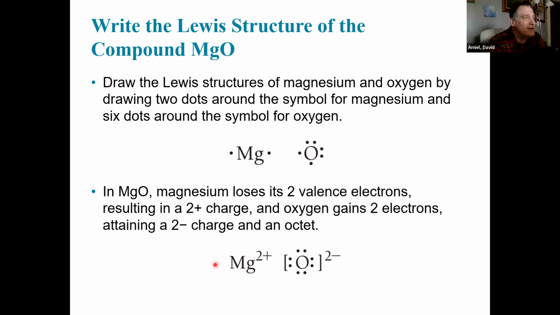So on the bottom here is the Lewis structure for MgO, which again is the same result that we got earlier in the semester, but this time using Lewis theory to predict the structure, using the octet rule.